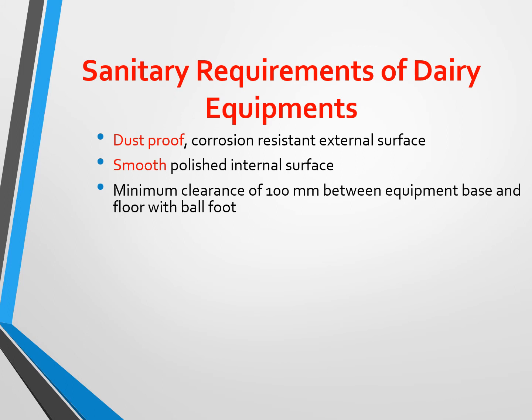And the minimum clearance of 100 mm between the equipment base and the floor, with wall foot. Whatever the equipment base, it should have a height of up to 100 mm between the floor of the plant on which it is located and the equipment base, so as to clean the equipment easily. Otherwise it will be very difficult to clean. So it should have some height above the ground, and that clearance should be around 100 mm.